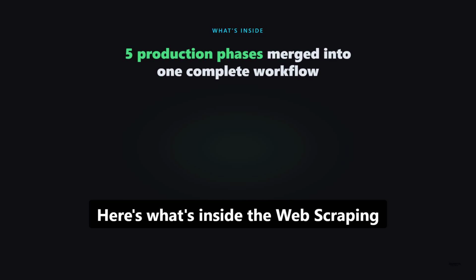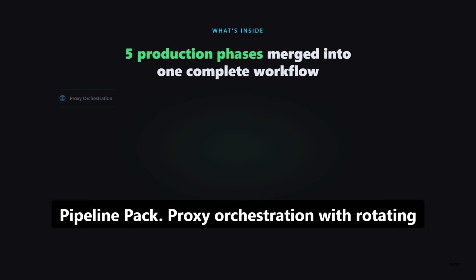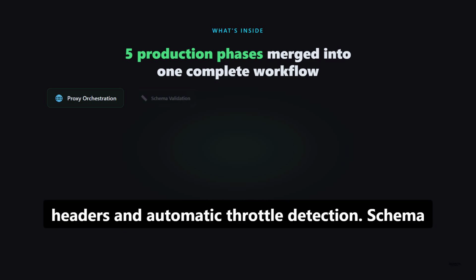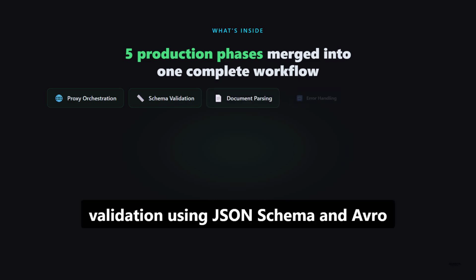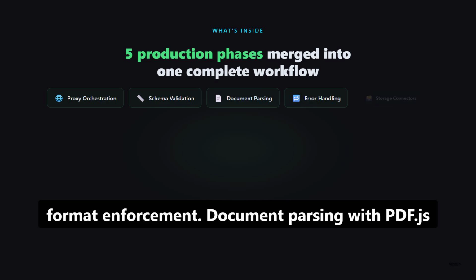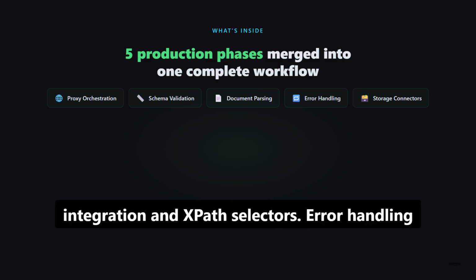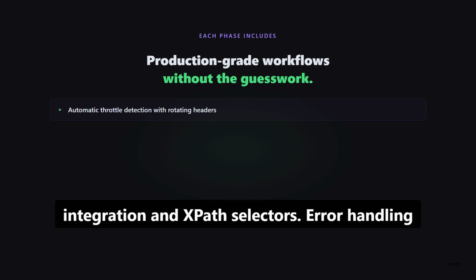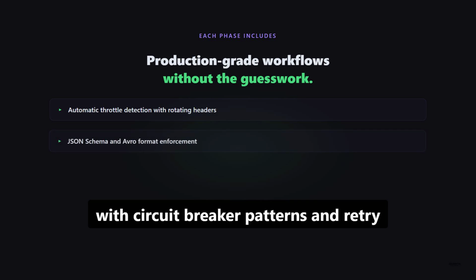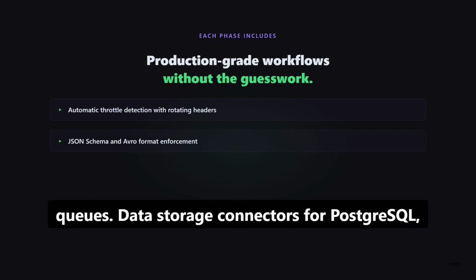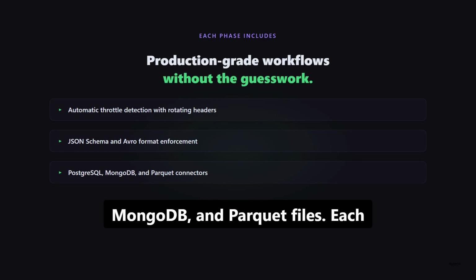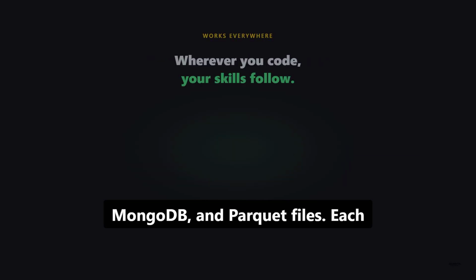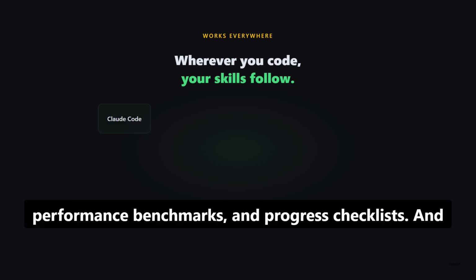Here's what's inside the web scraping pipeline pack: proxy orchestration with rotating headers and automatic throttle detection, schema validation using JSON schema and Avro format enforcement, document parsing with PDF.js integration and XPath selectors, error handling with circuit breaker patterns and retry queues, data storage connectors for Postgres, MongoDB, and Parquet files. Each phase comes with working code templates, performance benchmarks, and progress checklists.